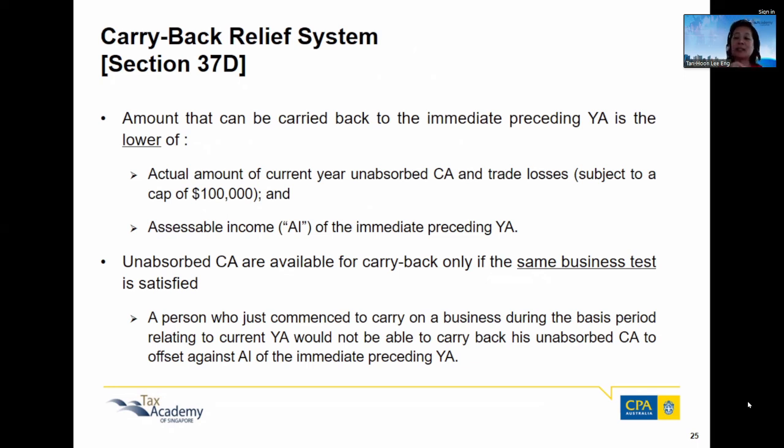which means to say that if the person just commences business in a particular YA, say YA 2023, then he has losses. He cannot carry back to YA 2022 because he just commenced. At least for losses can, but for CA cannot. Okay, CA is subject to the same business test, the business continuity test. So in 2022, he has no business yet. He only started in 2023, YA 2023. So if he carries back, he can only carry back losses, but not the CA.